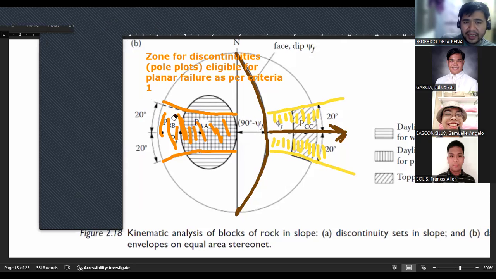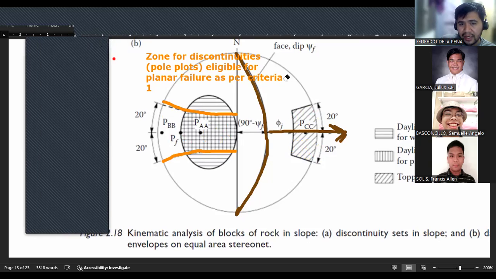Okay, so this is just criteria one. We will be further shrinking this zone once we apply the other criteria. So for now, let me delete this shade. So this is your zone 1, and delete this yellow zone.